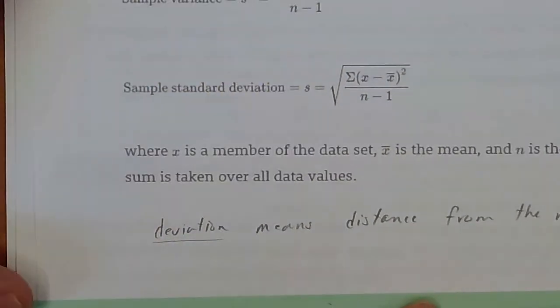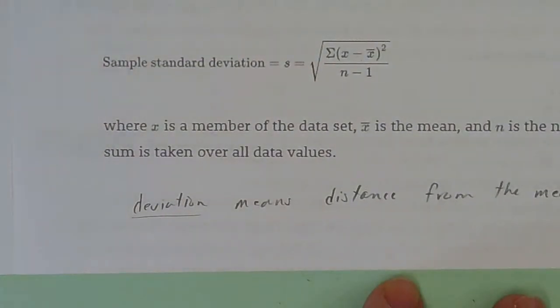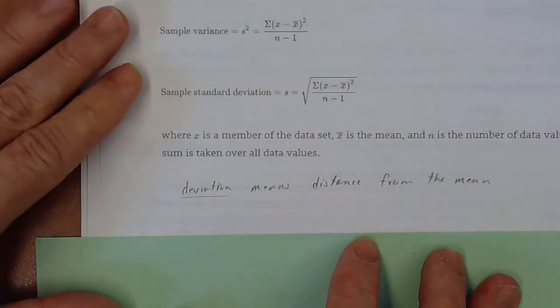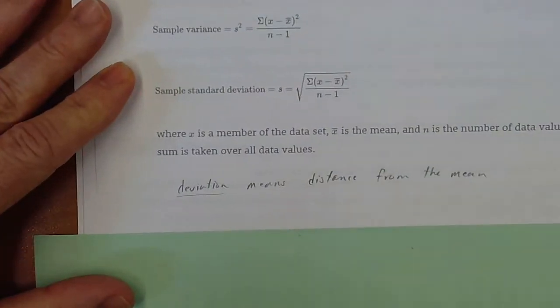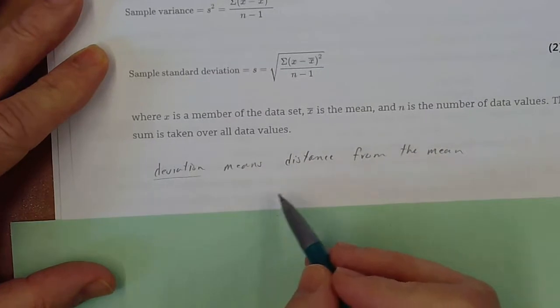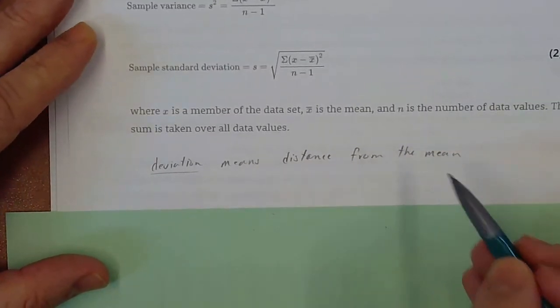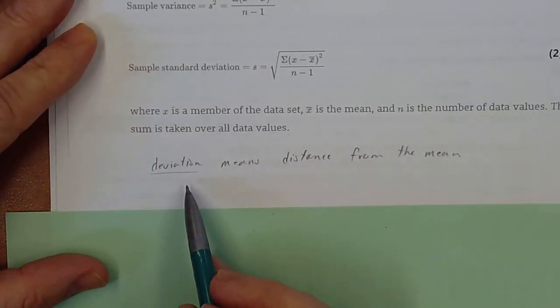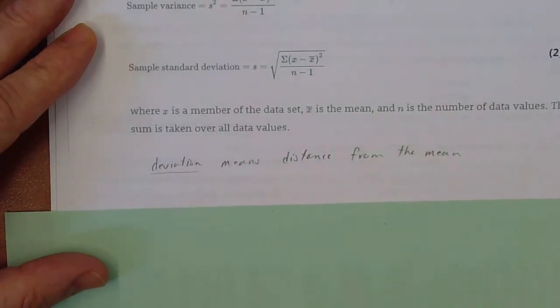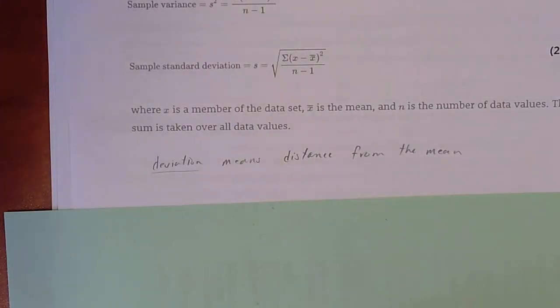You may want to add this here, just so you can make some sense of it. It's very important that you can interpret standard deviation. The word deviation just means distance from the mean. So when they say standard deviation, it's kind of like an average. What's the typical distance from the mean? It finds the average distance of all the x values from the mean.